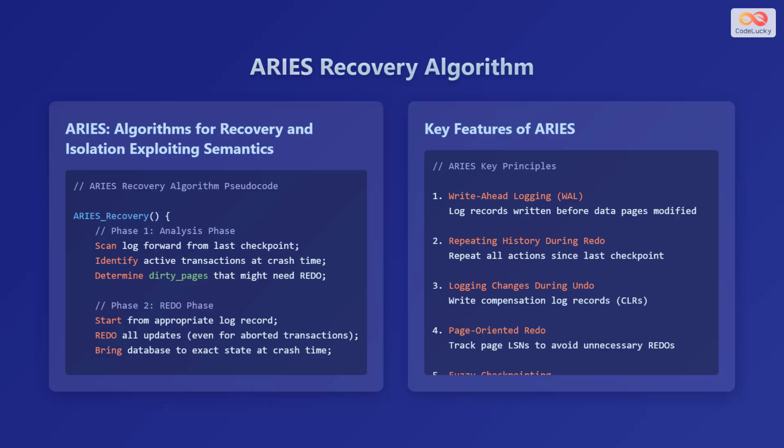Key features include write-ahead logging, where log records are written before data pages are modified. Repeating history during redo by repeating all actions since the last checkpoint. Logging changes during UNDO, writing compensation log records, page-oriented redo, fuzzy checkpointing where there is no need to flush all dirty pages at checkpoint, and nested top actions, which supports complex operations.